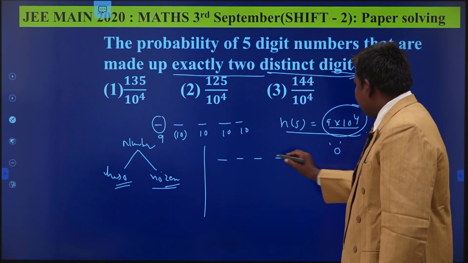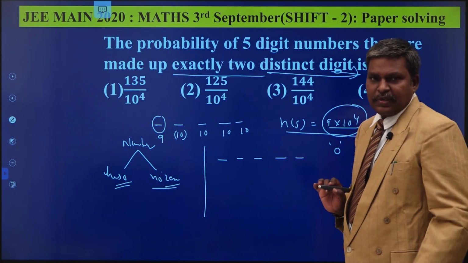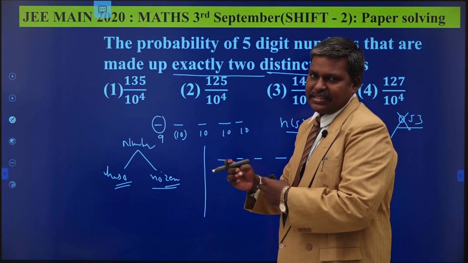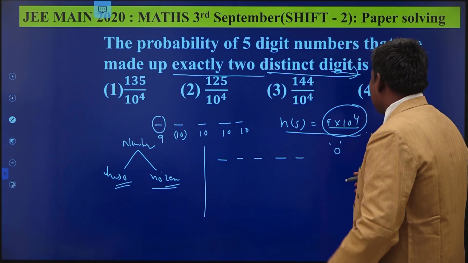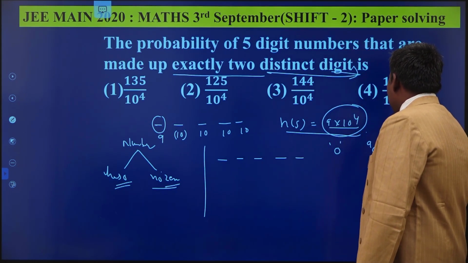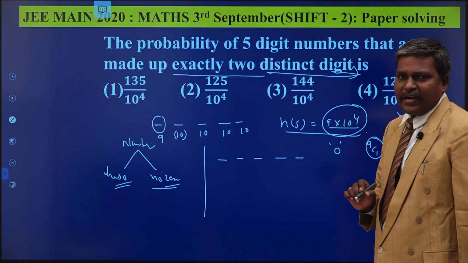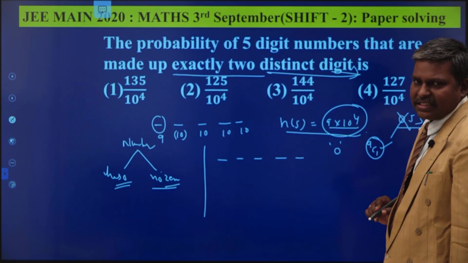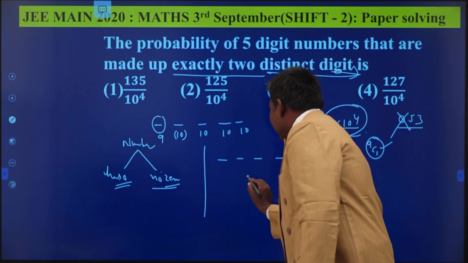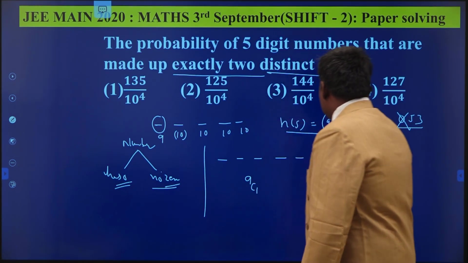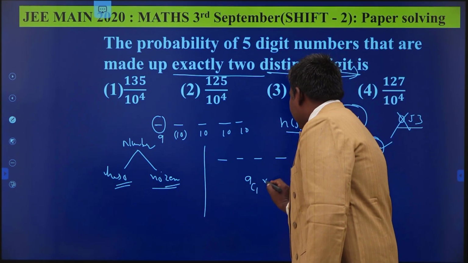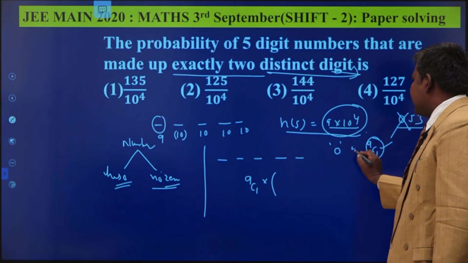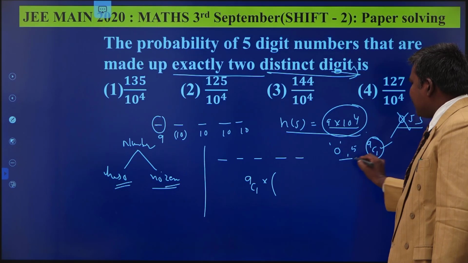We have considered that 0 appears here. So the other digit may be selected from 9 digits. How many ways can you select one different digit out of 1 to 9? 9C1 ways. So you can select any one other digit, not 0, in 9C1 ways. So we have 0 and one non-zero number. Suppose that is 5. So we have to play with 0 and 5.